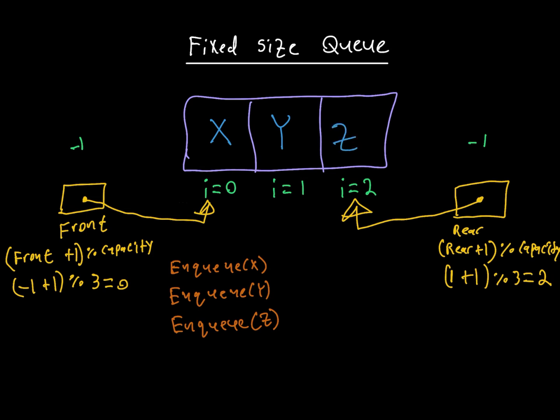What happens when we do peek? Well, we go to front. We see that we're pointing at index 0, and the value is x. So we would return x. What happens if we did dequeue?